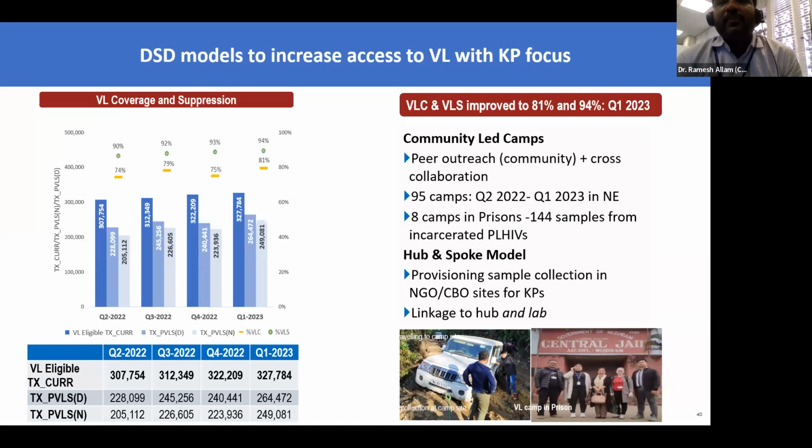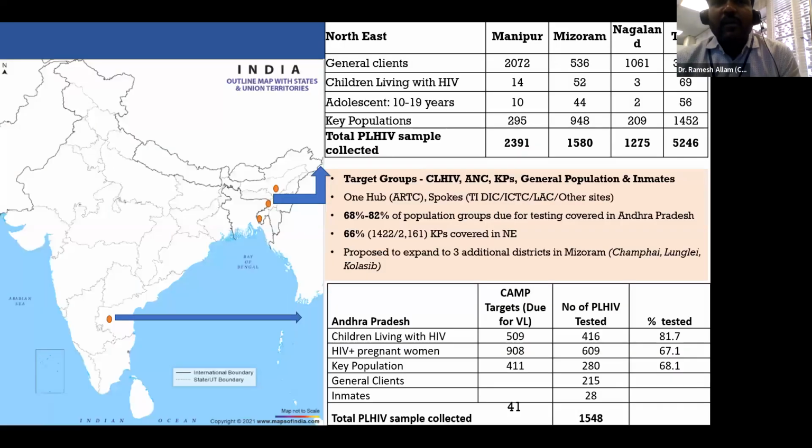So here is an example. We are showing that there is a hub and spoke model wherein the samples or specimens are collected from the key population groups or the TI NGOs, and then the samples are shipped to the ART center. From there, they go to the lab. So this is a hub and spoke model wherein it is conducted in camps and prisons. There's also peer outreach where we collaborate and bring in patients for specimen collection. This is showing where we have those sites and how it is being done.